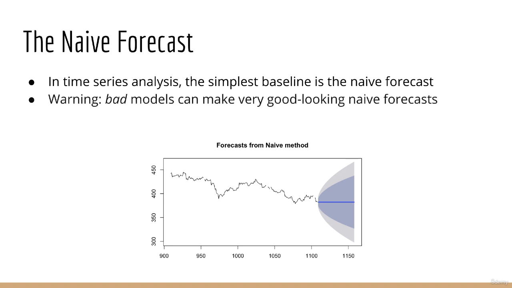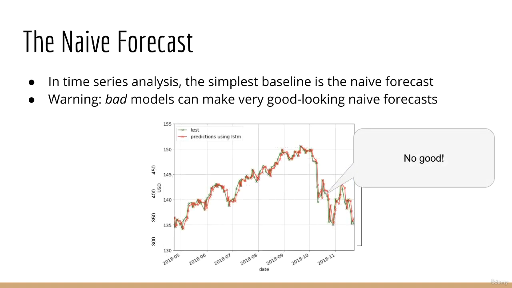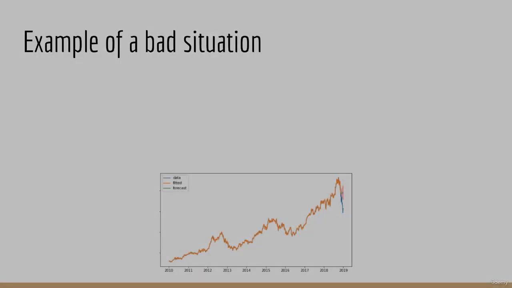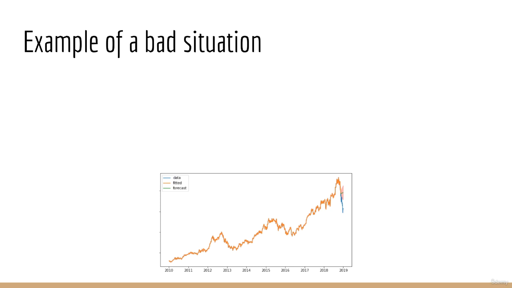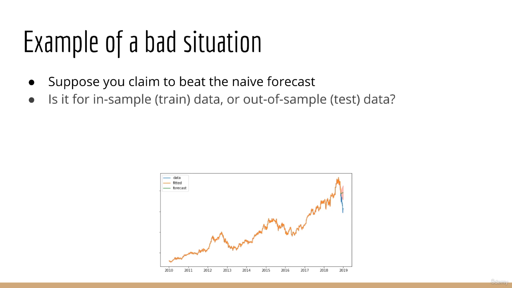One interesting phenomenon that happens in time series analysis is that a lot of bad models end up looking like naive forecasts. When you look at the model predictions from afar, they seem to be pretty close to the true values. But when you zoom in, you can see that they seem pretty close only because they're just copying the previous value, or close to it. A really bad situation is this. Suppose that you fit a model and you say, "Aha, I beat the naive forecast because my accuracy is better than the naive forecast." But of course you have to ask, are you talking about the accuracy on the in-sample data or the out-of-sample data?